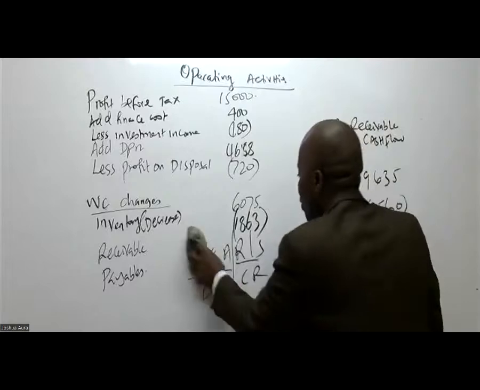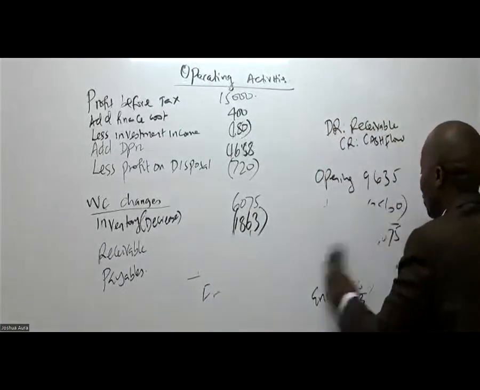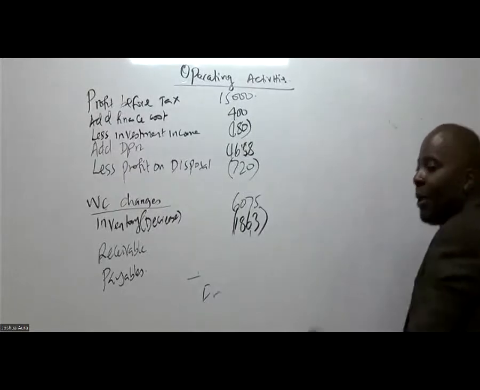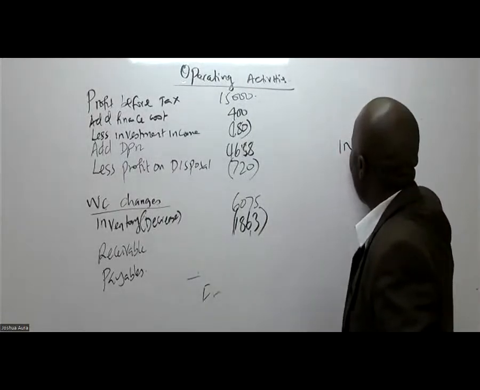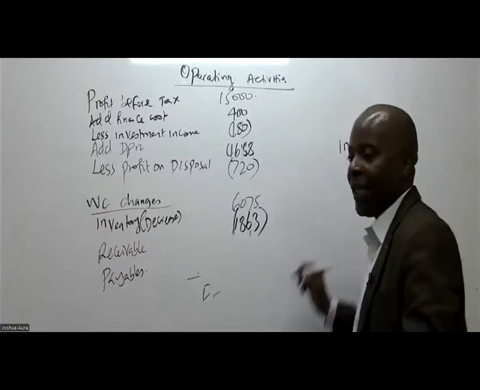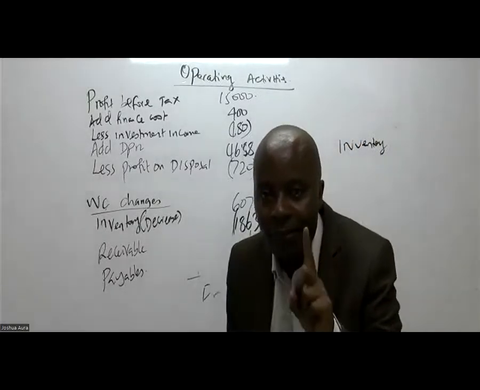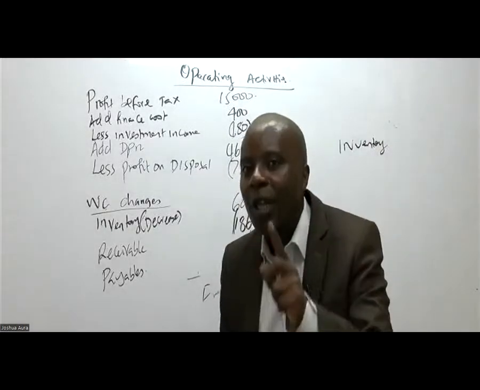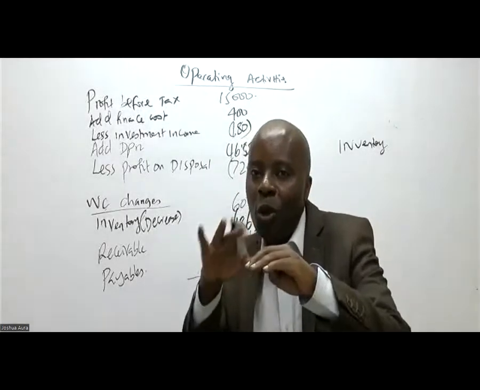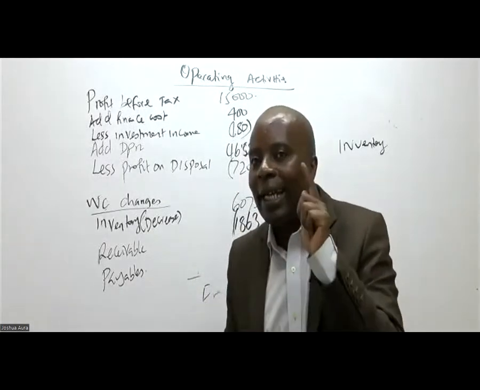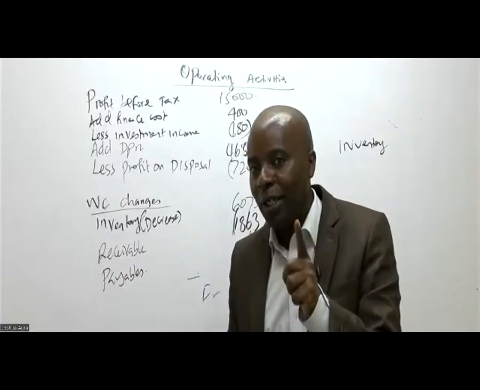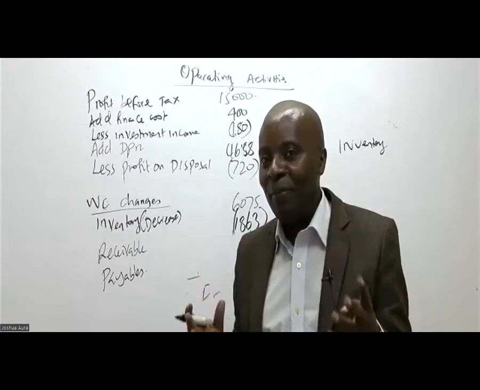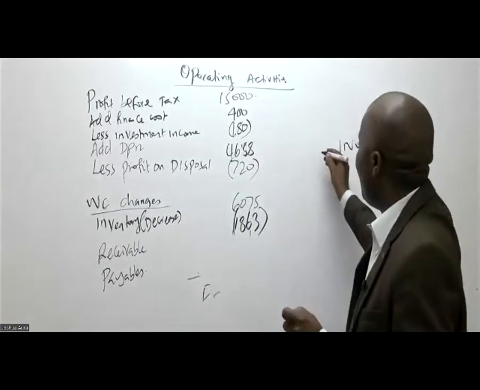Allow me to go back to inventory. What happened with inventory? Inventory is an asset and it decreased. So if it decreased, then to show reduction, I'm supposed to come and credit the inventory account. Of course, you don't have an inventory account in practice. This is just something small to help you remember. So I'm supposed to credit the inventory account.